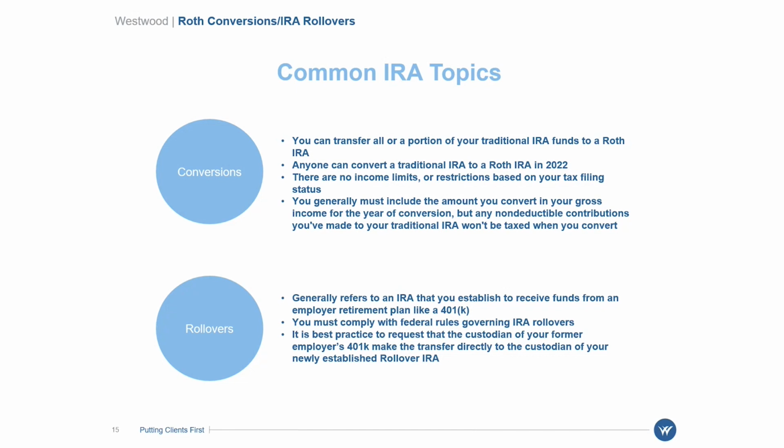You generally must include the amount you convert in your gross income for the year of conversion, but any non-deductible contributions you've made to your traditional IRA won't be taxed when you convert.